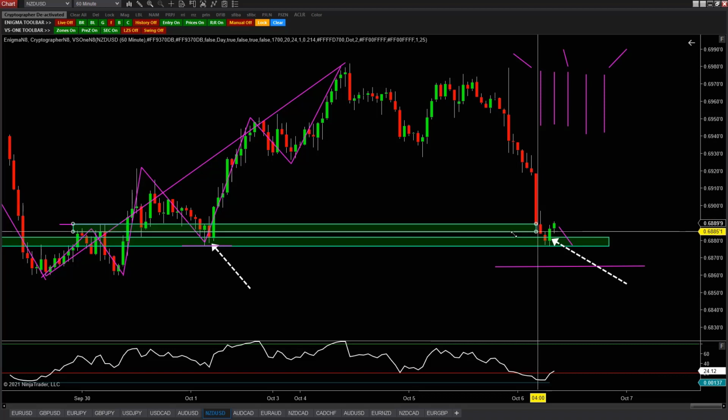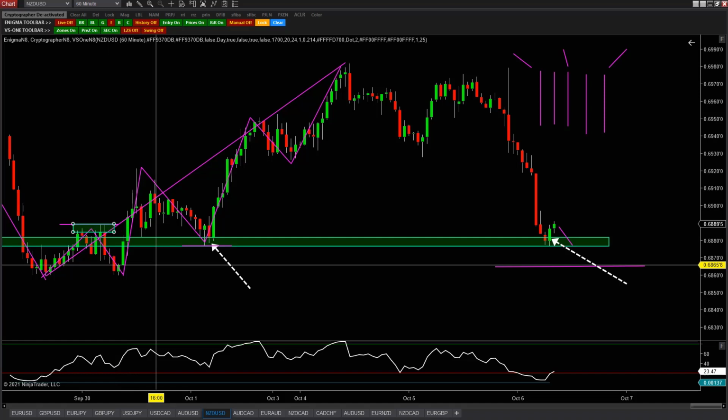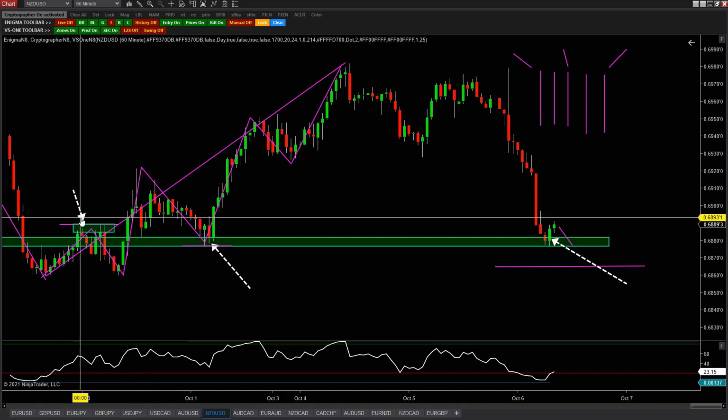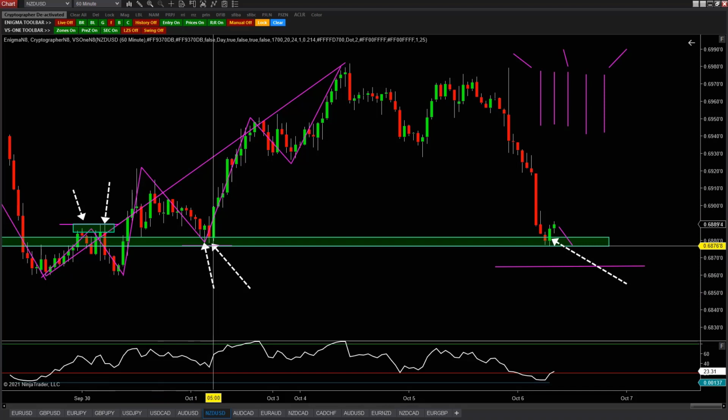If you're trying to figure out which one to take, what's going to be the most important zone, I'll ask you guys this: between this inside level of structure and this level of structure right here, which should be more important? Inside or outside? One's always more important.